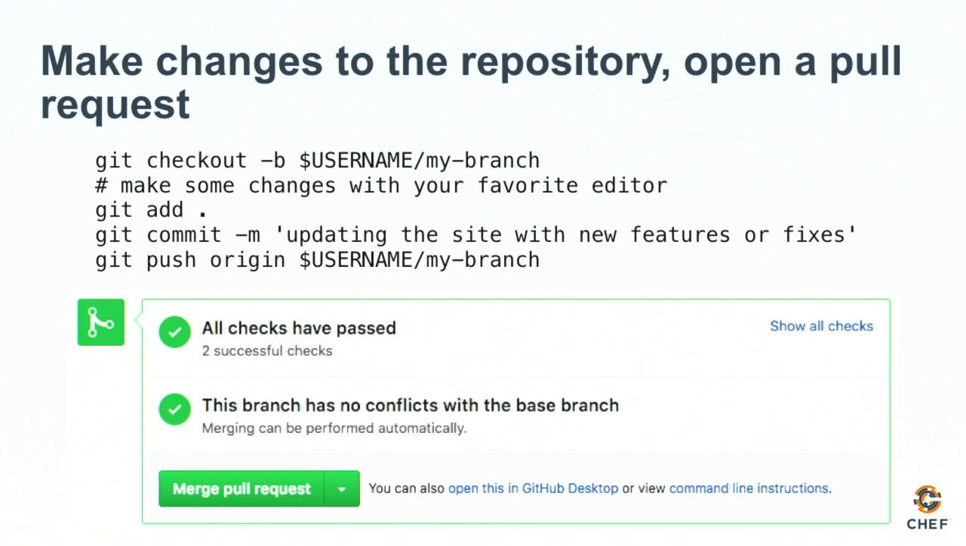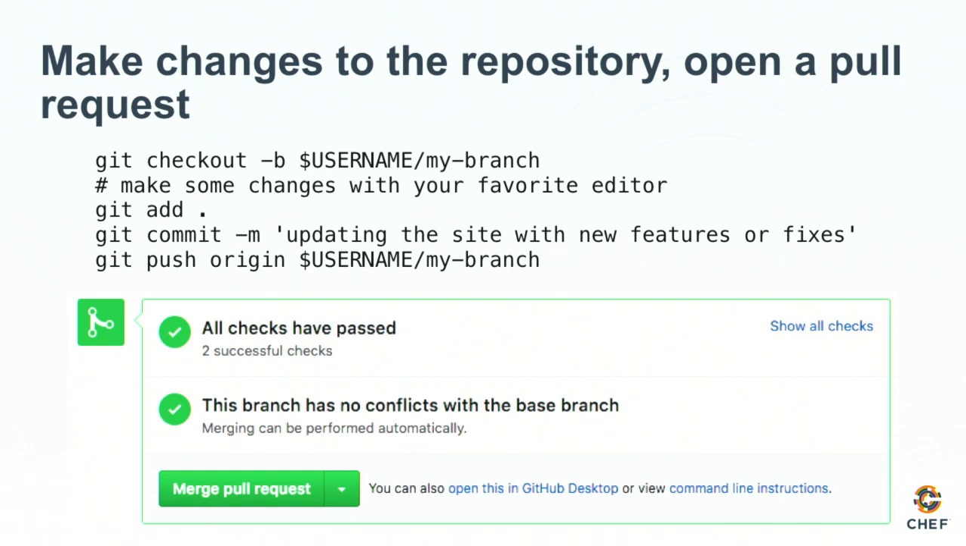So to illustrate, we were literally doing a git checkout. We're going to make some changes with whatever our favorite text editor is. I don't care what your favorite text editor is as long as it's Emacs. I mean Visual Studio Code. I mean Vim. I mean whatever you want to use, it's cool.